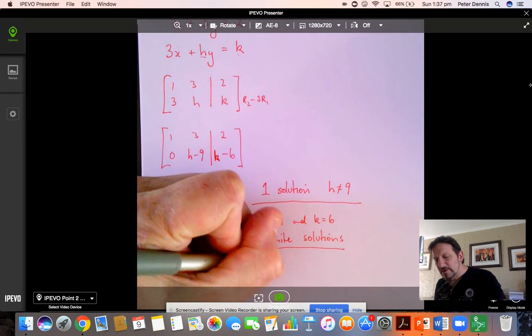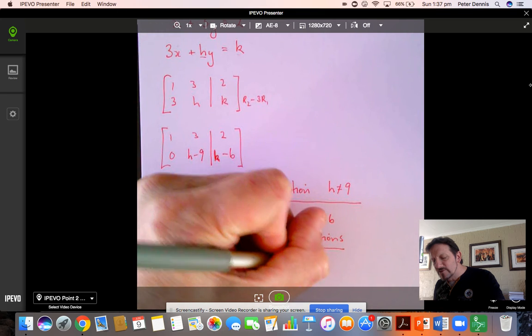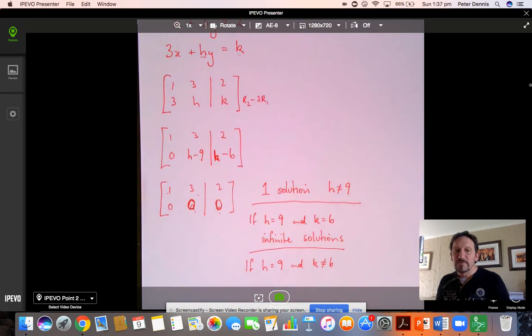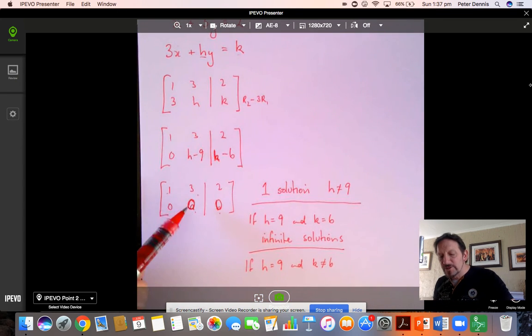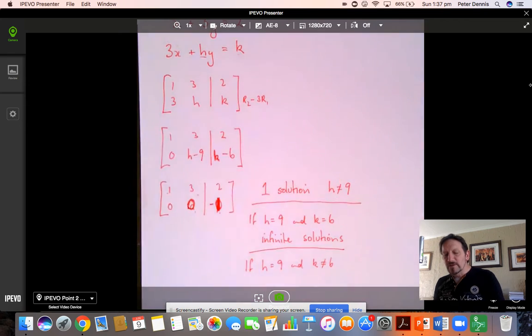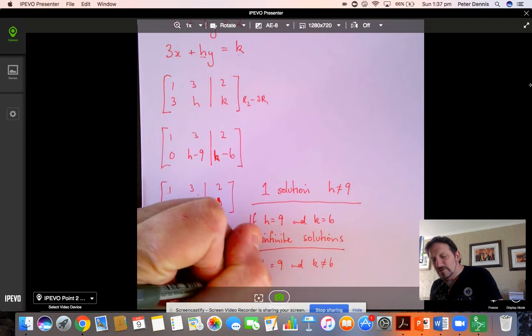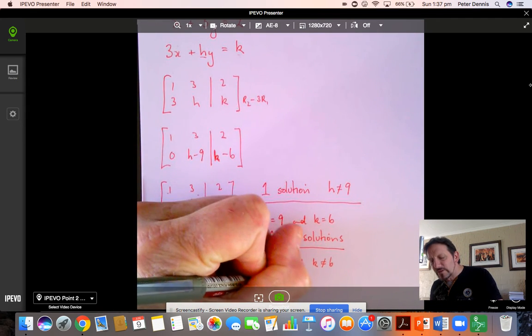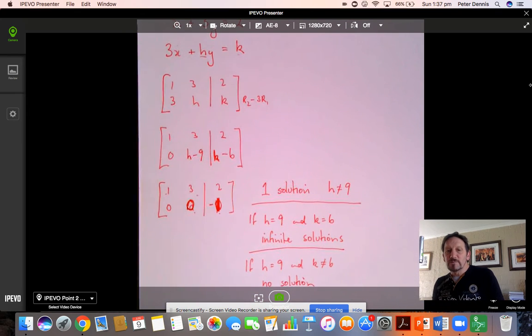if h equals 9 and k does not equal 6, let's say k equals 5, what we'll get is, h equals 9, so we get a 0 here. But if k equaled 5, 5 minus 6 is minus 1. It's okay if there are zeros along here: 0 times x plus 0 times y equals 0. Fine. But this is saying 0 times x plus 0 times y gives us minus 1. That can't happen. So this is no solutions. If h equals 9 and k equals something other than 6, there are no solutions.